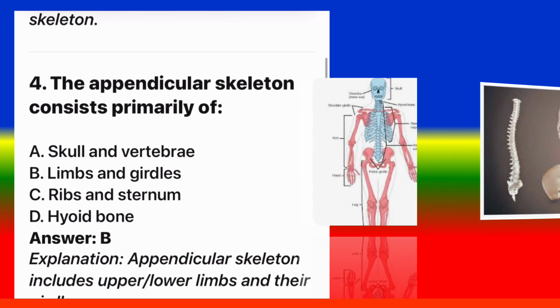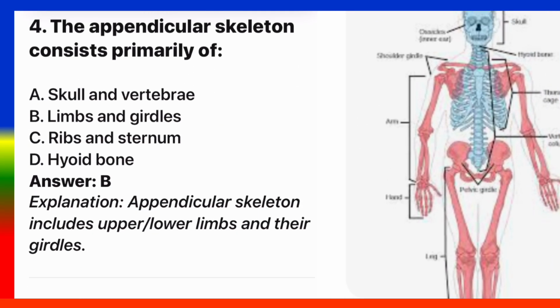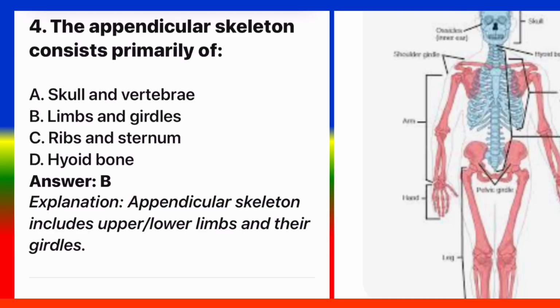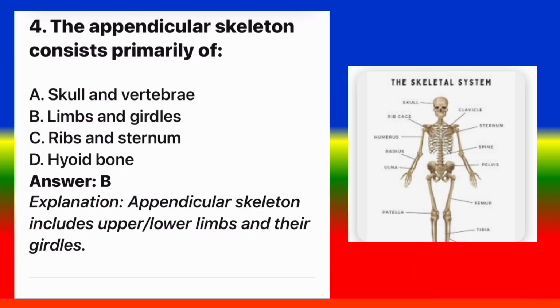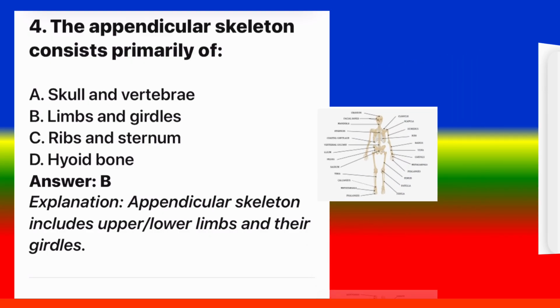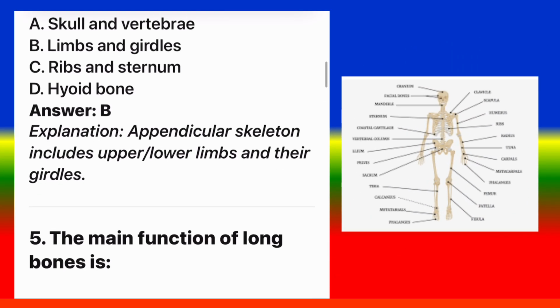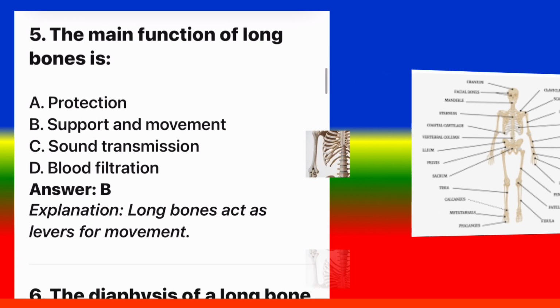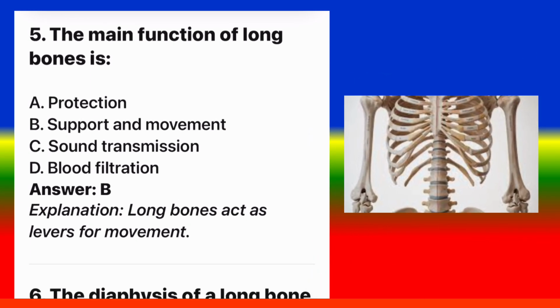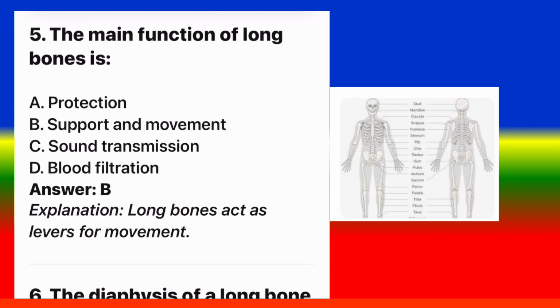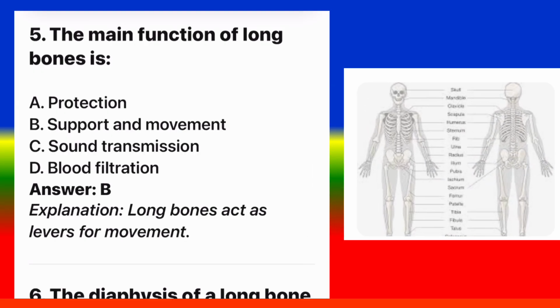4. The appendicular skeleton consists primarily of: A. Skull and vertebrae, B. Limbs and girdles, C. Ribs and sternum, D. Hyoid bone. Answer B. Explanation: Appendicular skeleton includes upper and lower limbs and their girdles. 5. The main function of long bones is: A. Protection, B. Support and movement, C. Sound transmission, D. Blood filtration. Answer B. Explanation: Long bones act as levers for movement.